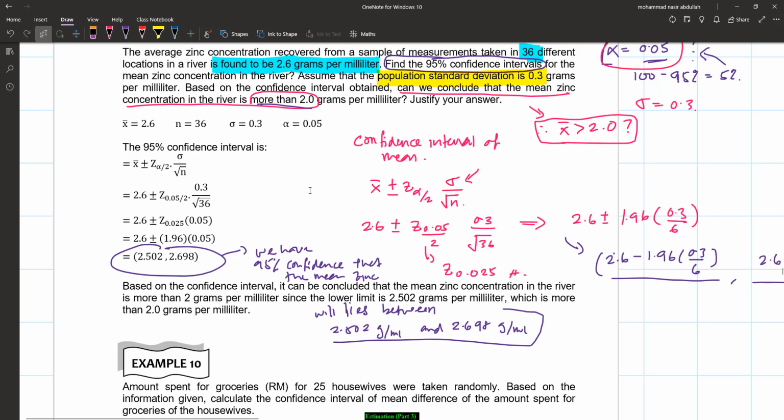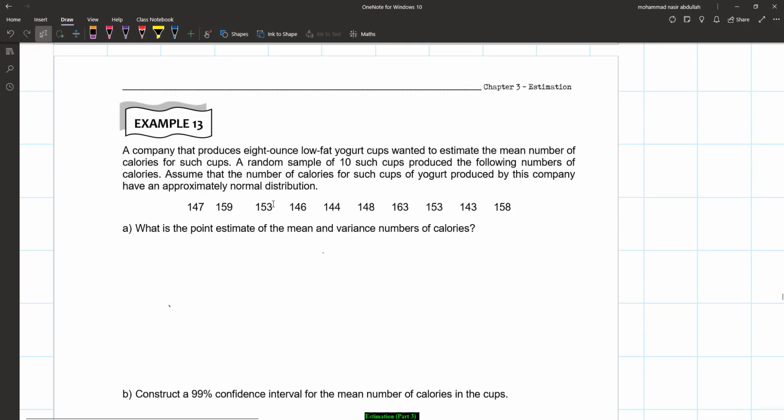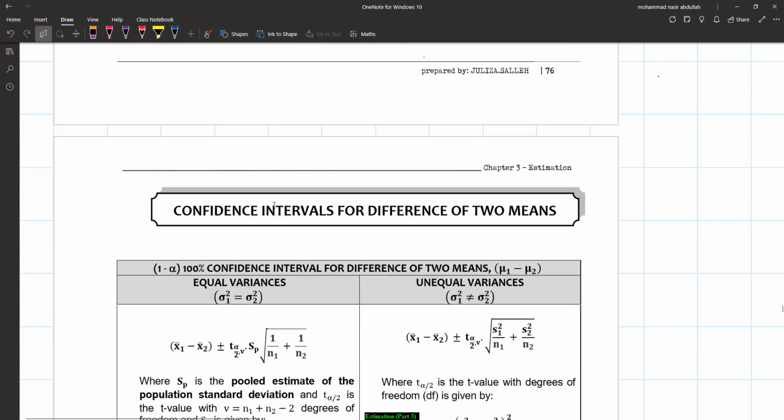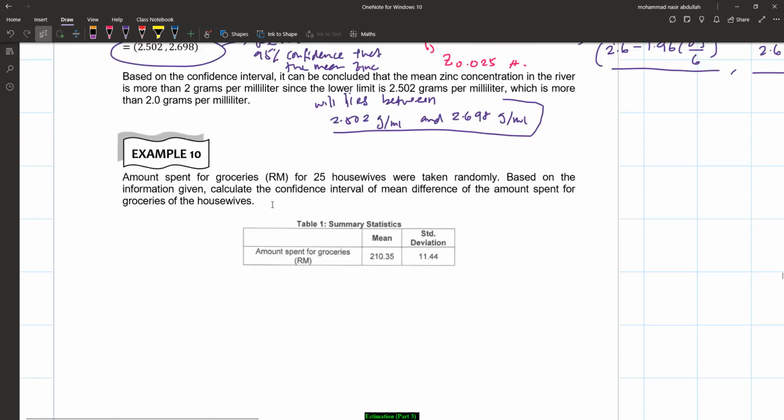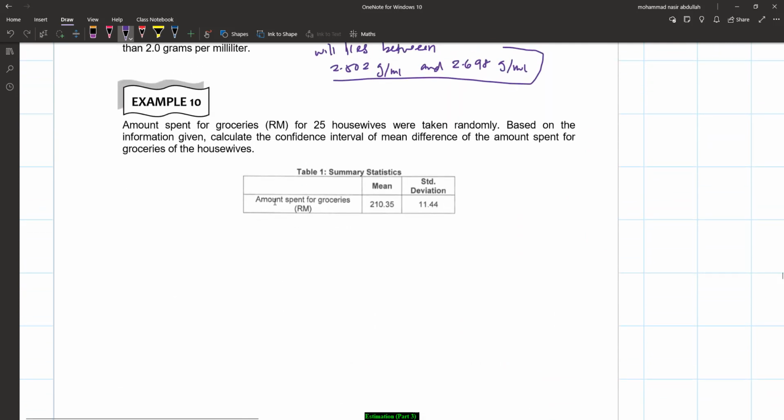Boleh faham ah? Right. So let's look at example number 10. Kita ada banyak example lah, okay, sampai 13 saja kita stop. Example number 10. The amount spent on groceries by 25 housewives, so n equal to 25, were taken randomly. Based on the information given, calculate the confidence interval of the mean, bukan mean difference, of the amount spent on groceries by housewives.